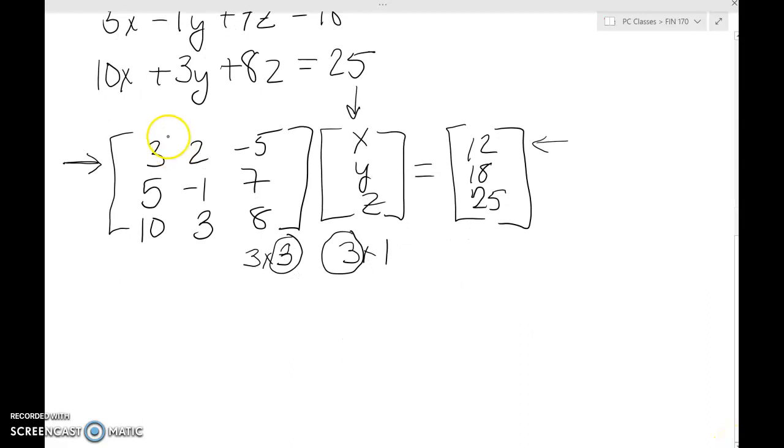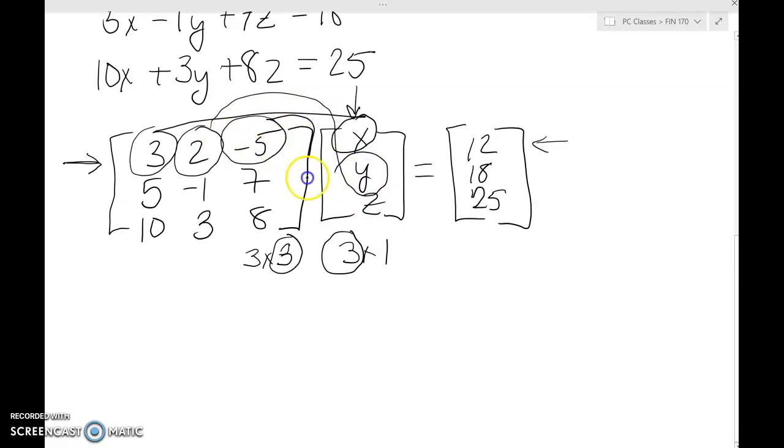So what do I do? I take 3, multiply it by x. I take the second number, these are called elements. I take the element in row 1, column 2, and I multiply it by the element in row 2, column 1, and then I take the third one, multiply it there, and then I add them together. So what I end up with is 3x plus 2y minus 5z equals 12.